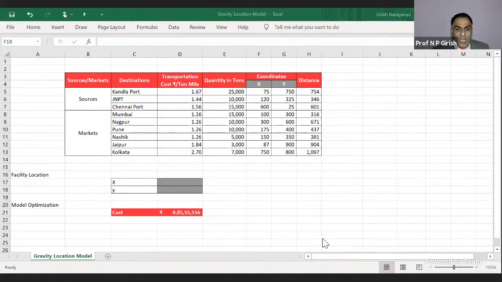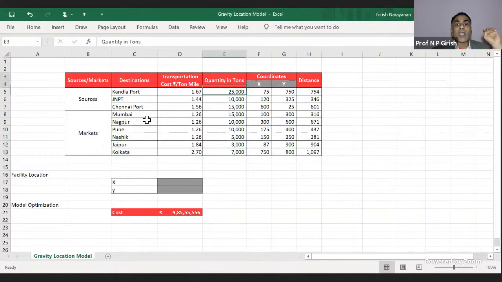Okay. See, I have not put anything up. Now, this is what we need to understand. So where am I getting the goods from? It's an import facility. So I get goods from Kandla port, JNPT, and also get goods from Chennai port. Where are my supply centers or demand centers? My customers are in Mumbai, Nagpur, Pune, Nashik, Jaipur, Kolkata.